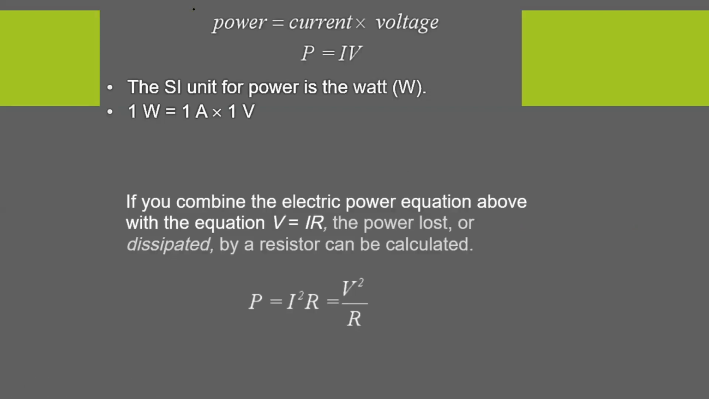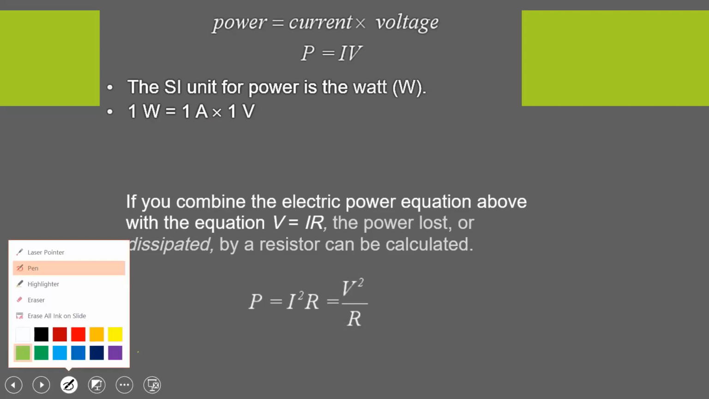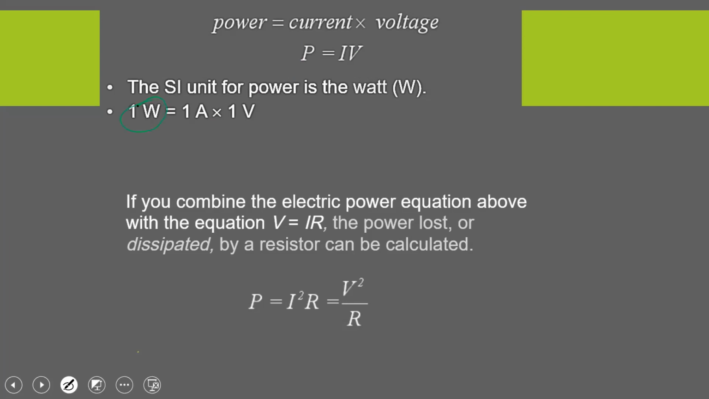So as we said before, the power is current times voltage. So P, we write it as P equals I times V. The unit for the power is watt. The unit for the current is ampere, and the unit for the voltage is volt. So the SI unit for the power, as I told you, is watt.